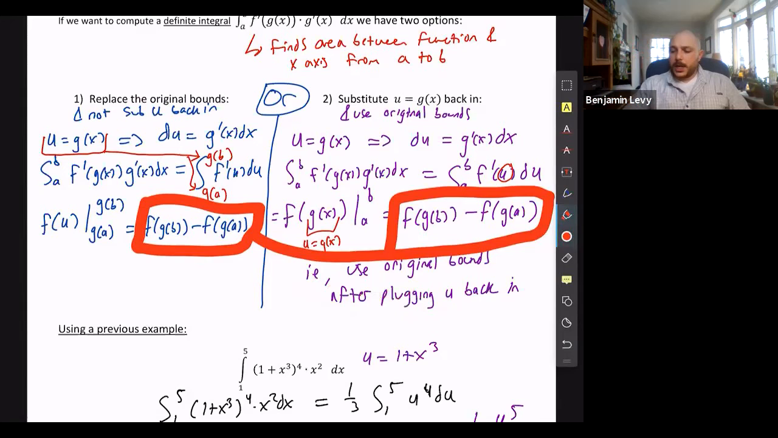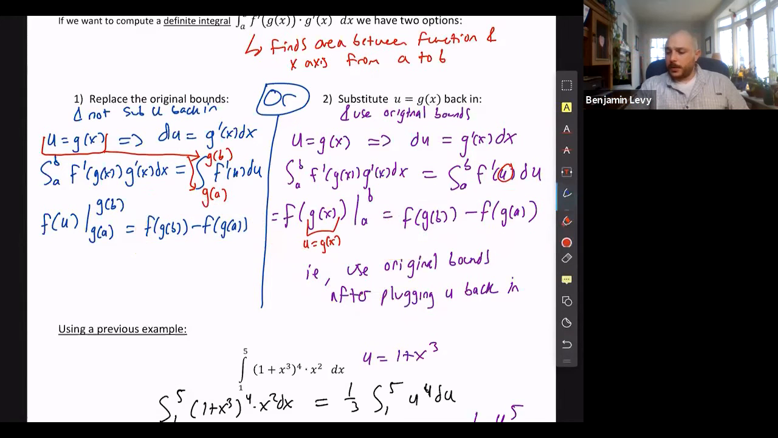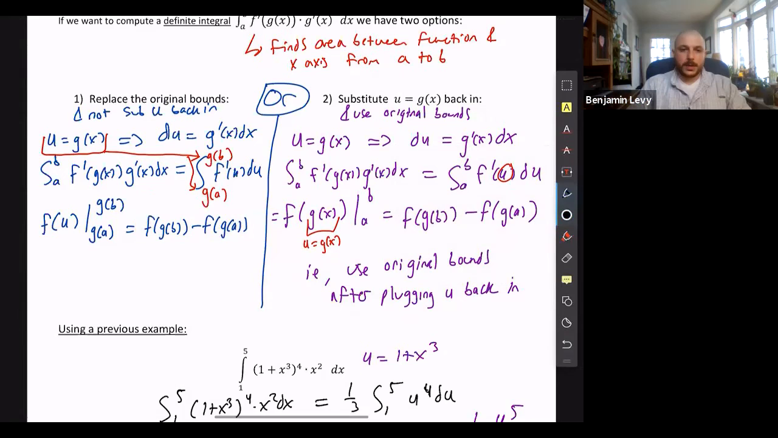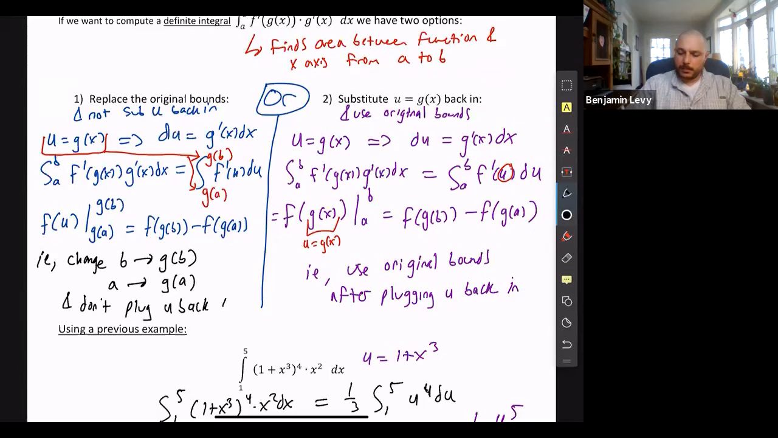And so the big takeaway, if you're totally confused and you have no idea what I just said, the thing you should take away from what I just wrote is you should change the b to g of b, and the a, you just plug it into g. And then don't plug u back in. So that's what we'll see in the example down below.